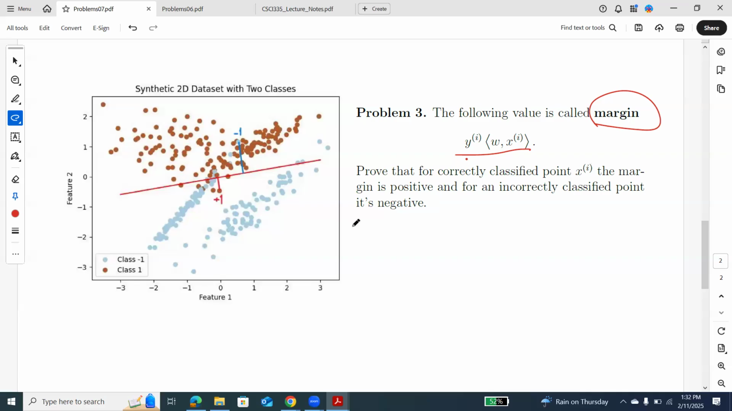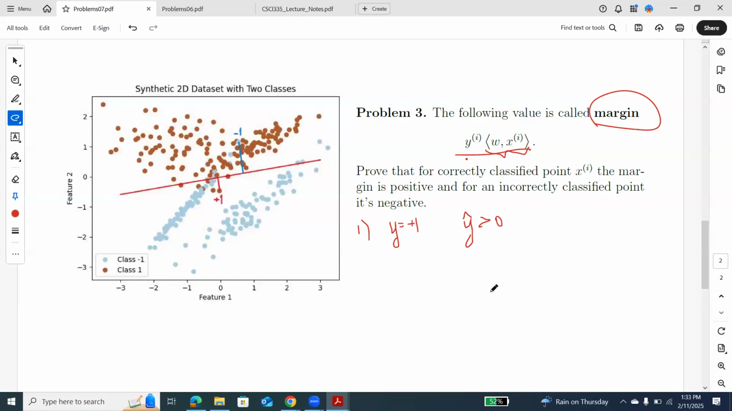Let's consider 4 cases. So first case, when our target is positive, y is positive, and our prediction, because this Wx is the same as prediction, is also positive. You remember, it shouldn't be exactly 1. It can be an arbitrary number. So which sign does this product have? Positive, yeah.